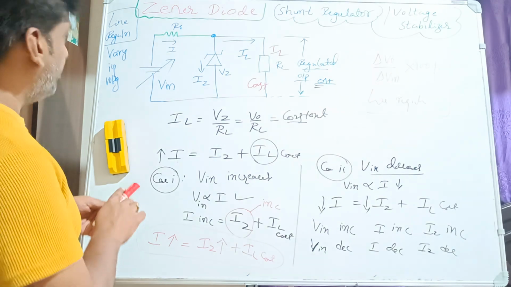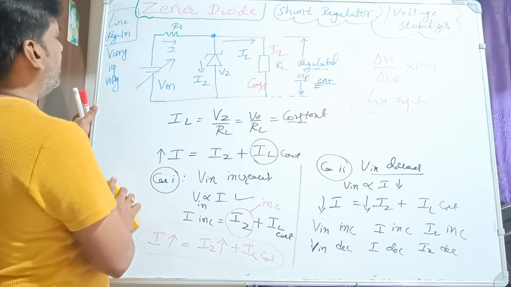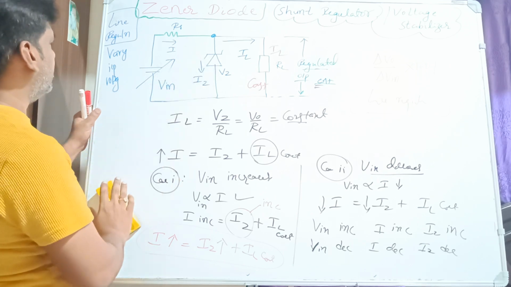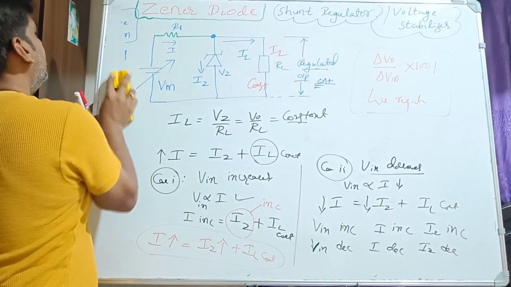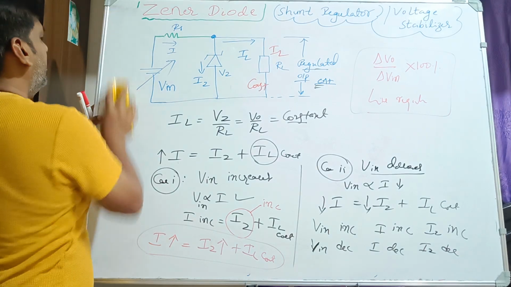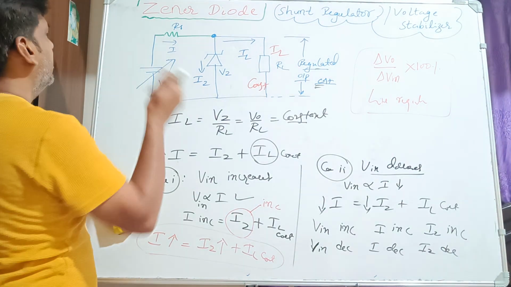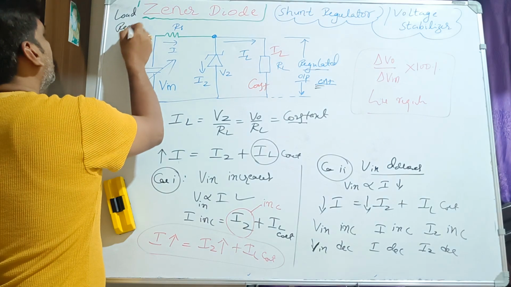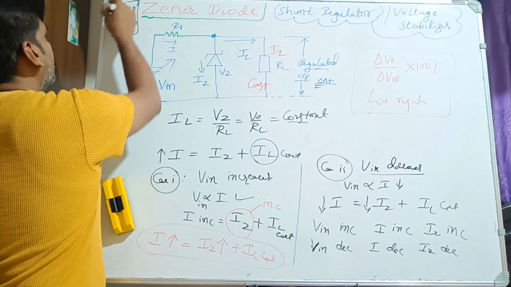Now the second one. In this case also it is acting as a voltage stabilizer because output is constant. Second one, we will take the next regulation. What is the next regulation we will take? Load regulation. What is it? Load regulation, right?